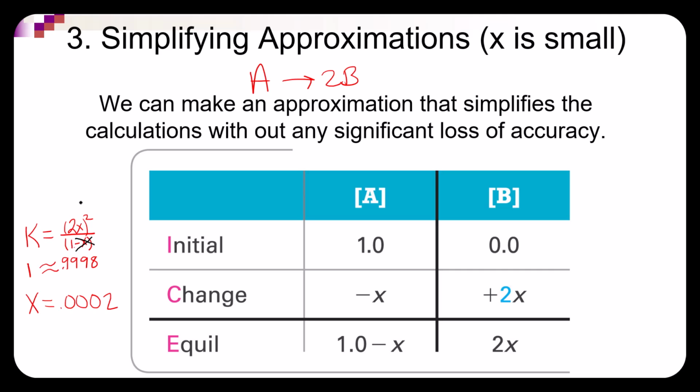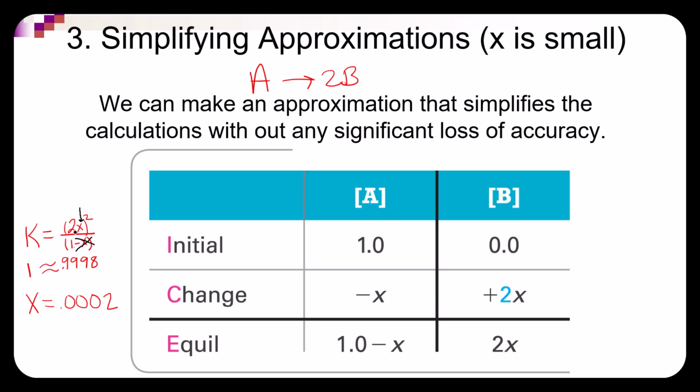Now let me address this x up here. If I multiply or divide by an extremely small number, does that significantly change the value? Yeah, it does. So 2 times 0.0002 is a significantly different number. So I cannot ignore x's that are being multiplied or divided, but I can ignore x's that are being added and subtracted.